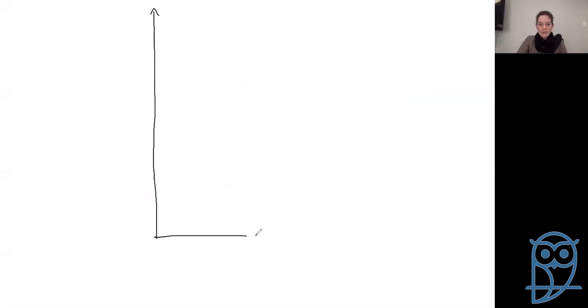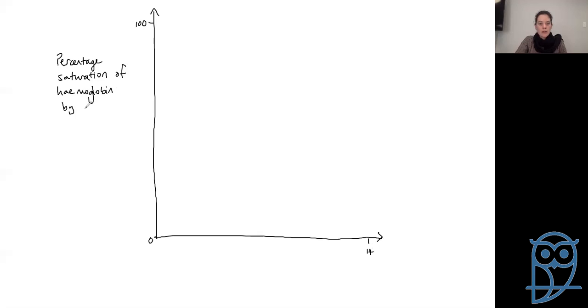This is not going to be a very precise graph, but it'll give a good idea. So we go from 0 up to 100, and then we usually go up to about 14 on this side. And here on the vertical, we have percentage saturation of hemoglobin, where you're saturated with something, oxygen.